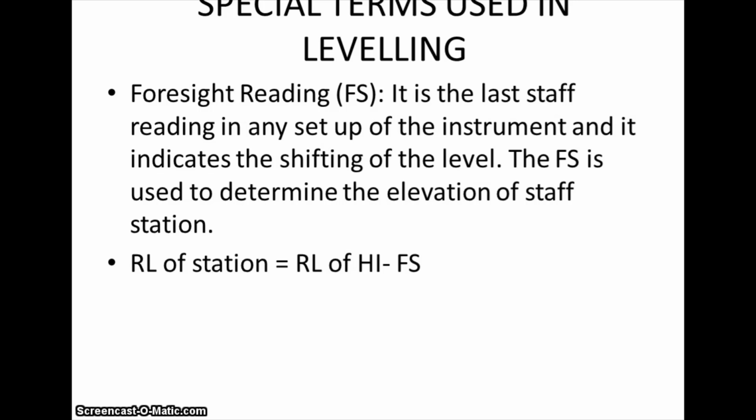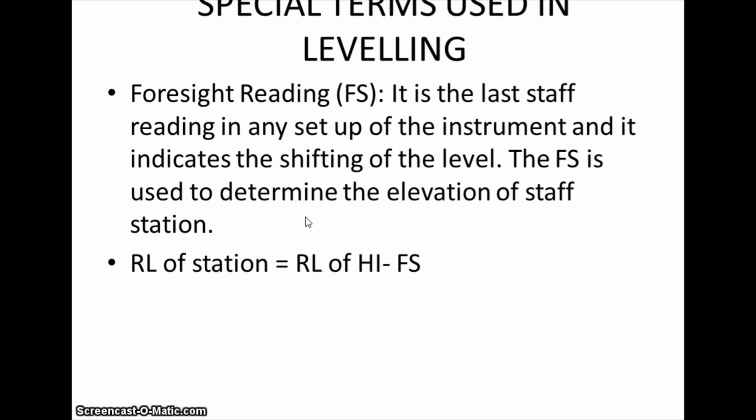Next one is foresight reading. Once we take the backside, we have to take a number of readings. In that number of readings, one of the readings is the foresight reading also. So what is the foresight reading? Short form is FS. It is the last staff reading in any setup of the instrument, and it indicates the shifting of the level also. The FS is used to determine the elevation of the staff point also.